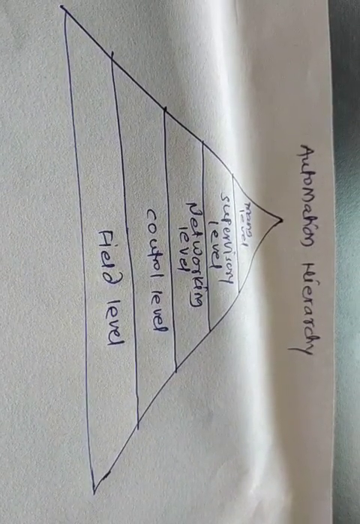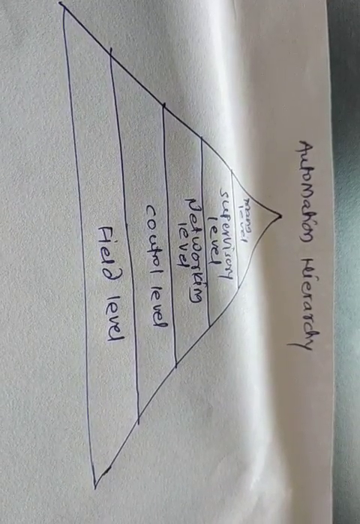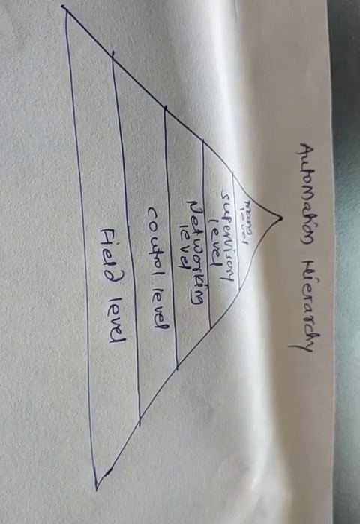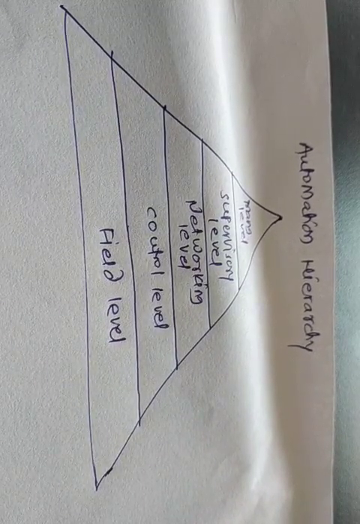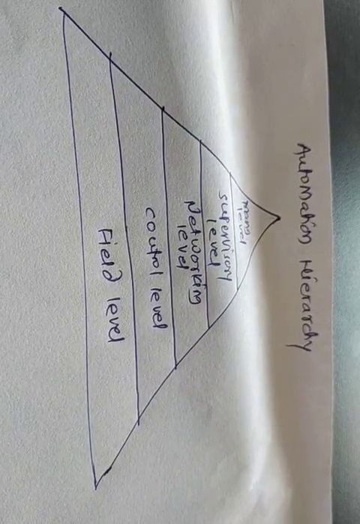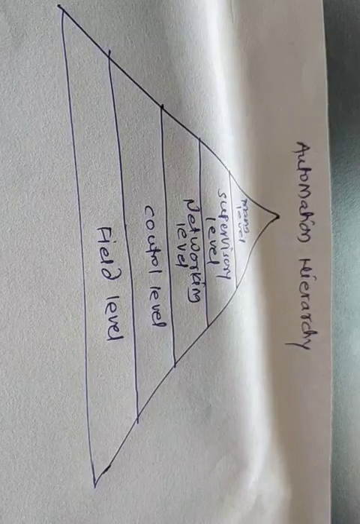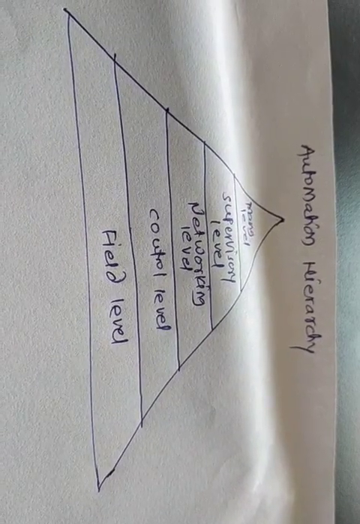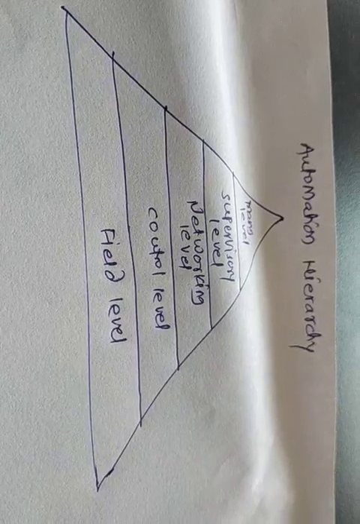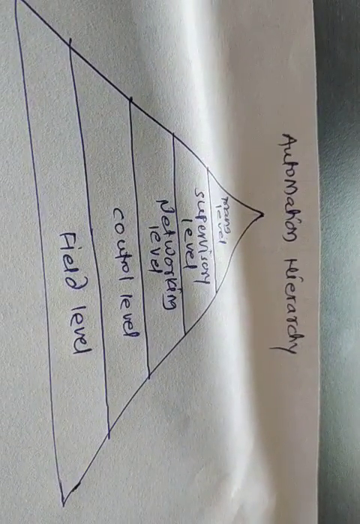The networking level uses the standard Ethernet protocol for communication, and we can also use different types of industrial protocols like Modbus, ControlNet and Profibus. These are the different standard protocols we can use for communication between the control level and the field level.